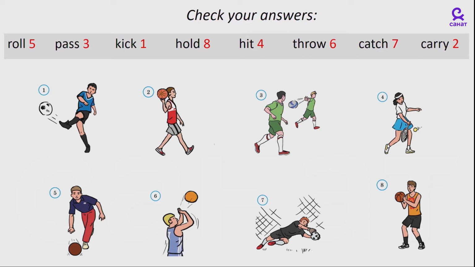Roll, picture 5. Pass, picture 3. Kick, picture 1. Hold, picture 8. Hit, picture 4. Throw, picture 6. Catch, picture 7. And carry, picture 2.